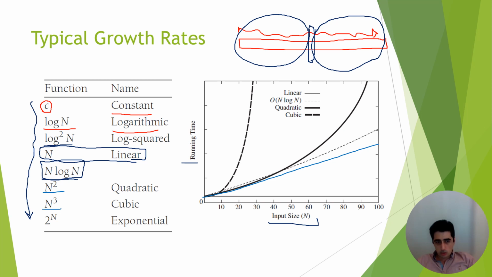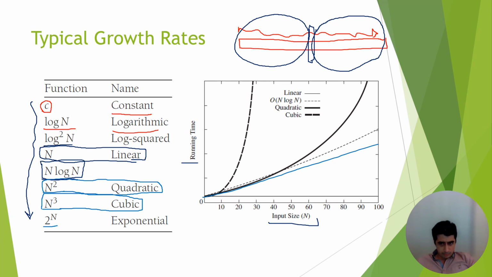And then we have n squared, n cubed, and finally 2 to the power of n. n squared is called quadratic. There are many algorithms that take n squared, like bubble sort. n cubed is another type, cubic growth rates, a class of algorithms that take n to the power of 3 to be executed, where n is the input size.